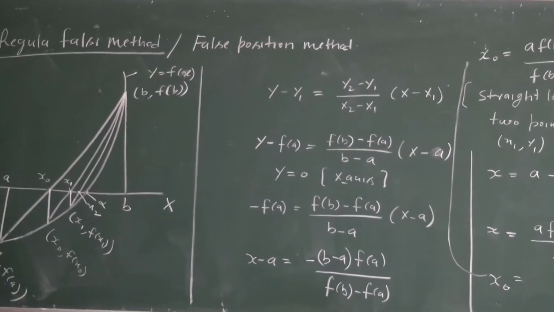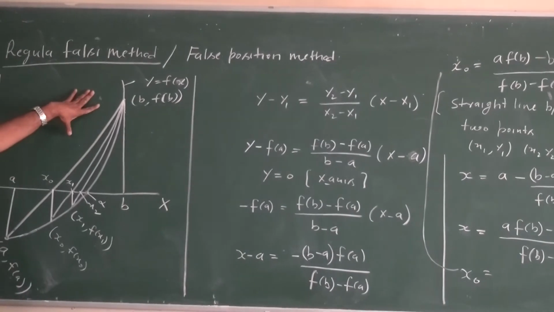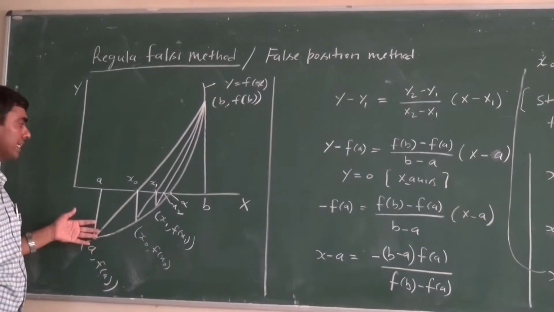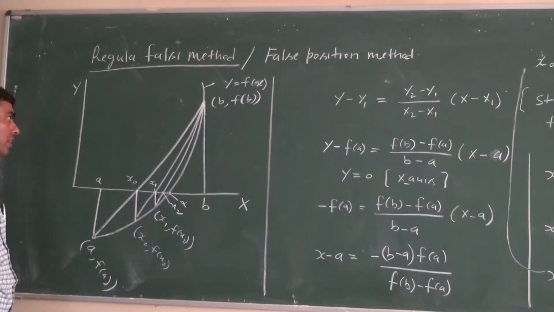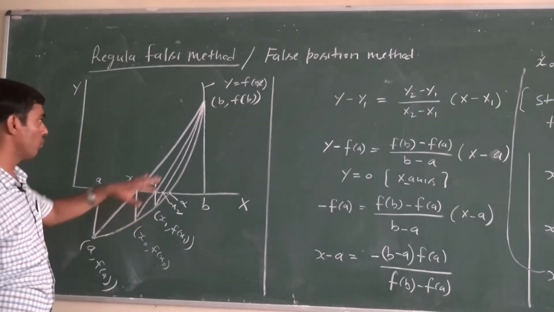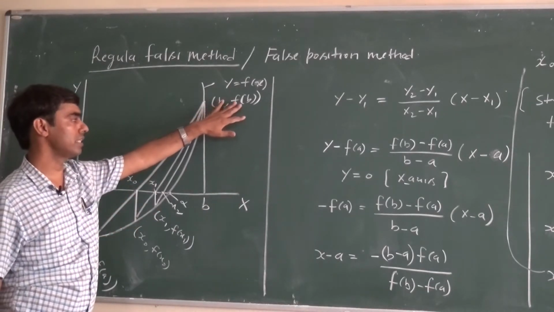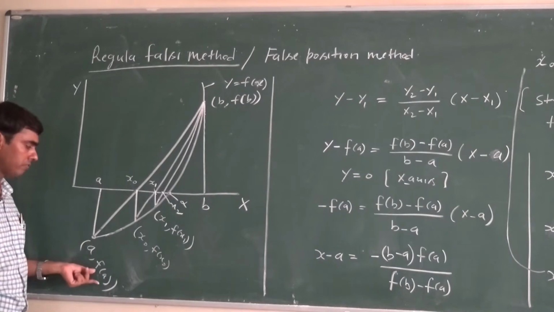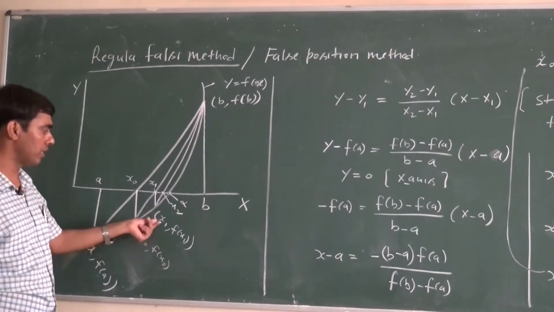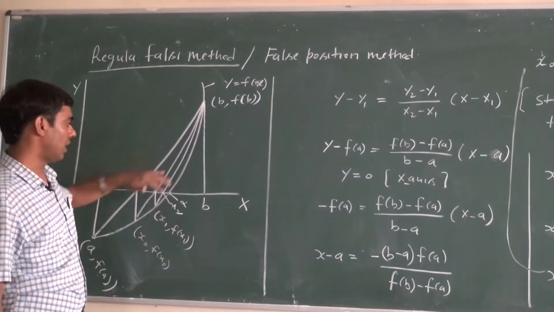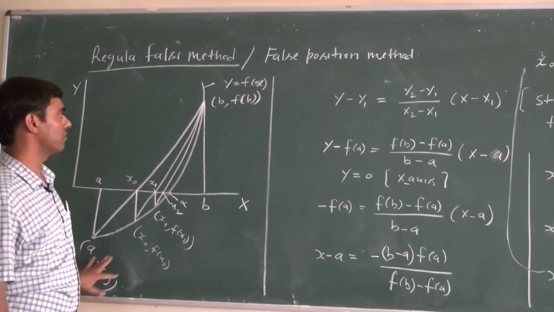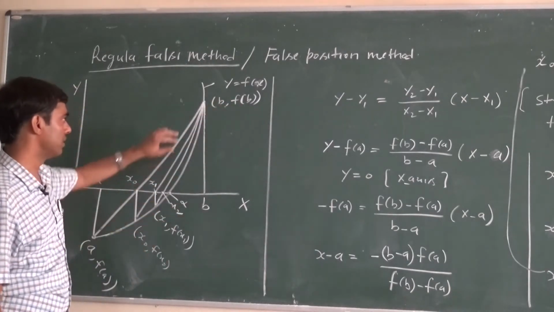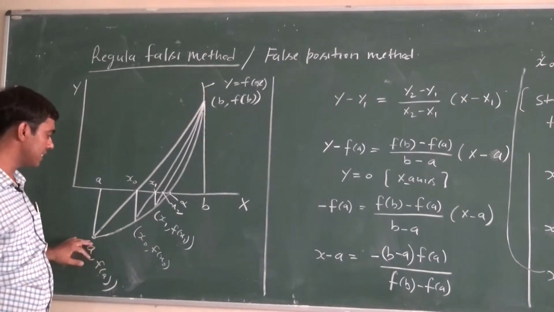One another thing we need to observe about our Regula Falsi method: if we closely observe the geometrical interpretation, you may see that one end is fixed and another end varies. A root lies between (a, f(a)) and (b, f(b)), and then between (x0, f(x0)) and (b, f(b)). So this end is fixed and only this end varies.